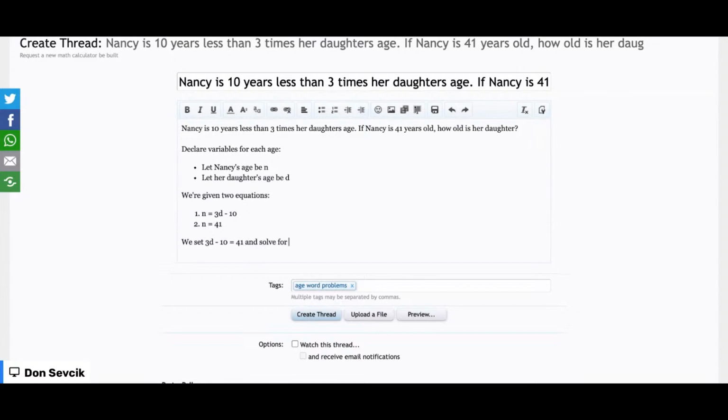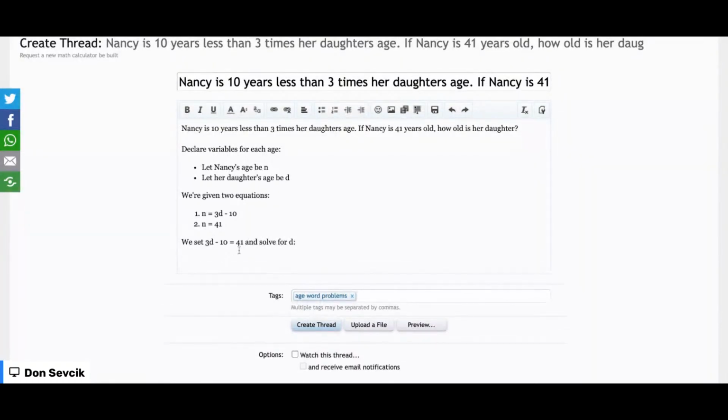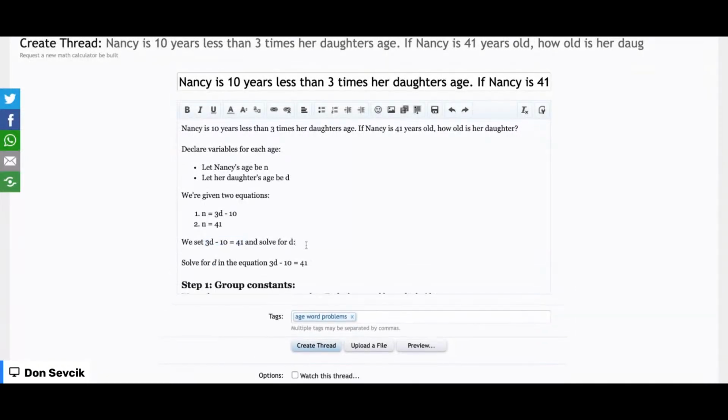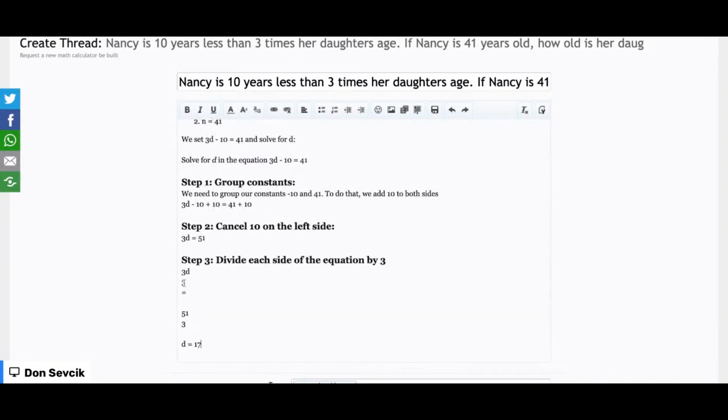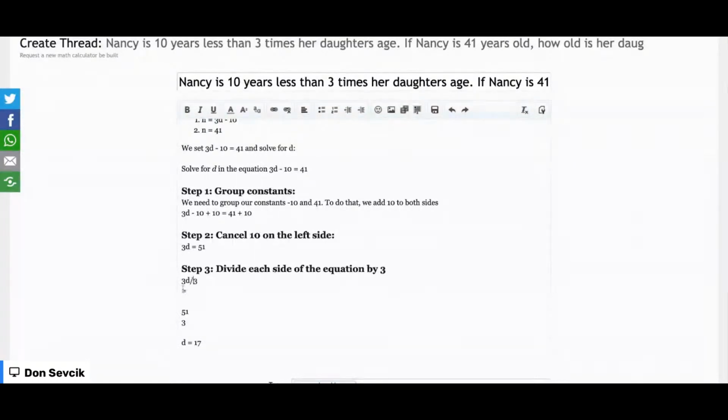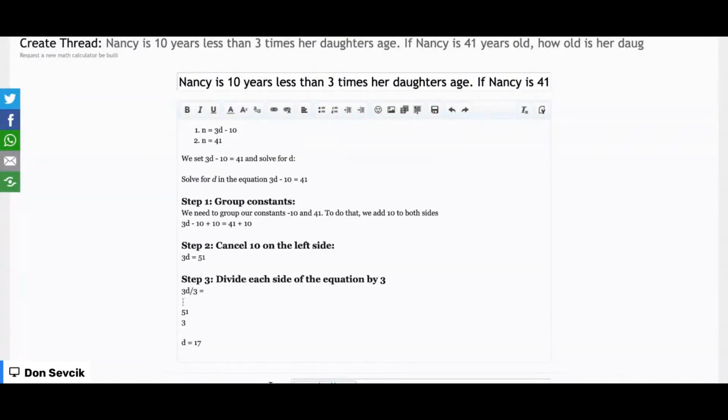and solve for d. So what I'm going to do is, I'm off camera here real quick. I'm going to paste in the math from the Math Celebrity site. There we go. Let you start reading how the solution works while I fix the formatting.